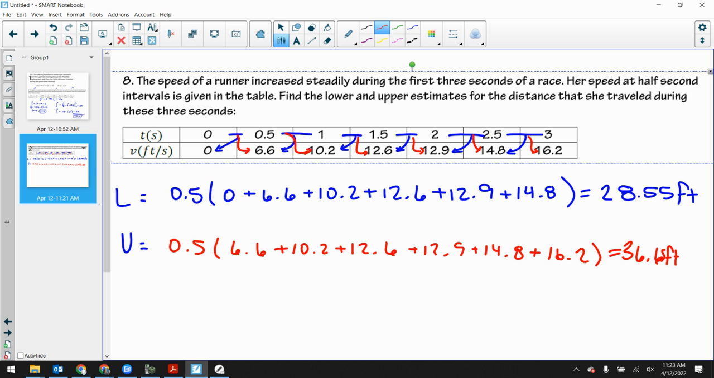My lower estimate is 28.55 feet. My upper estimate is 36.65 feet. I know the actual distance traveled falls somewhere in between those. If I wanted a better estimate, I would have needed to use smaller time intervals to check the velocity.